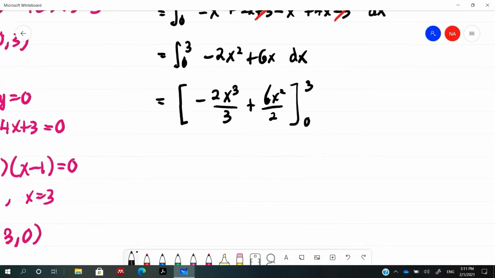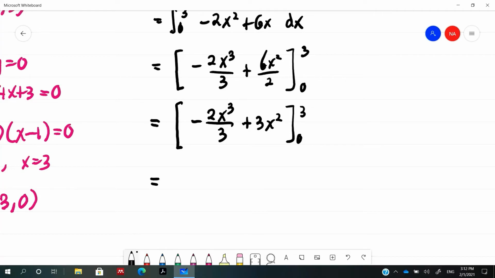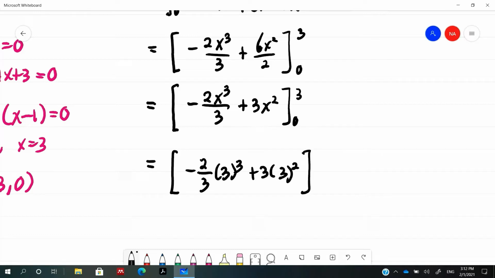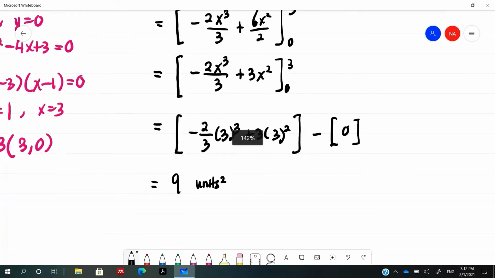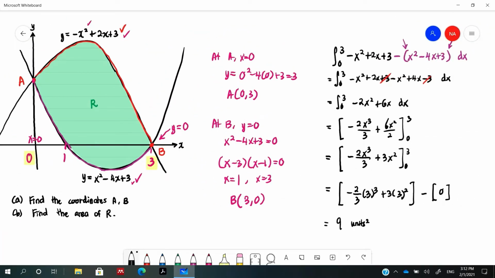All right, so we can still simplify this: negative 2x to the power of 3 over 3 plus 3x squared, from 0 until 3. So what we need to do is substitute with 3 first, and then we substitute with 0. So we have negative 2 over 3 times 3 to the power of 3, plus 3 times 3 to the power of 2. When we substitute with 0, that will become 0. So when you use a calculator, you get 9 units squared for this one. So this is the area of the shaded region R, which is bounded by the two functions from 0 until 3.